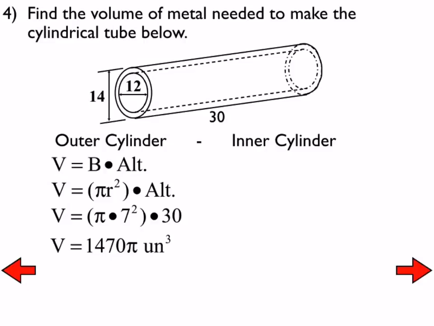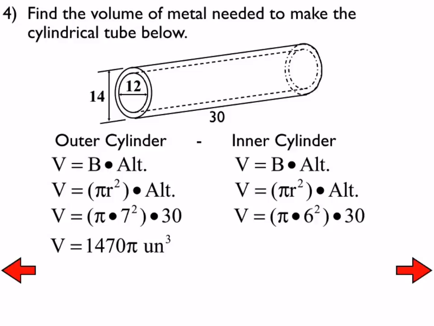And if we figured that out in terms of pi, 7 squared is 49. 49 times 30 is 1,470. So the outer cylinder has a volume in terms of pi of 1,470 pi. And so now we need to find the volume of the inner cylinder, which has a diameter of 12. But we need the radius, and of course the radius is 6. So we have pi times 6 squared times the same altitude, of course. And so that's 36 pi times 30, so that's 1,080 pi. And so you have to admit, mathematically, we haven't done anything difficult in terms of multiplying yet.